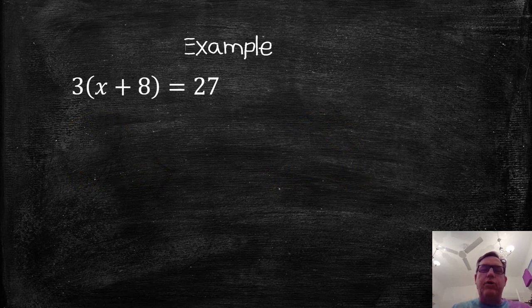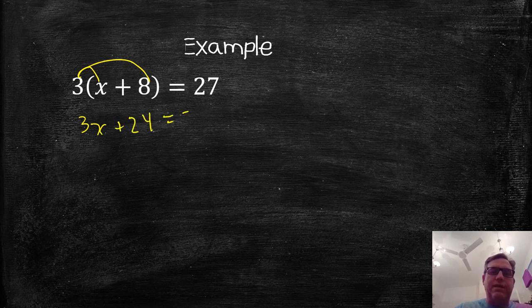Okay, so where are we going to use this? Sometimes when we solve equations, we might want to expand brackets. So if I need to solve this equation, ultimately I am going to need to get rid of the bracket. So the first thing I could do is expand the bracket. 3 times x is 3x, 3 times 8 is 24, and this equals 27. Now this just looks like all the other equations that we've been solving so far.